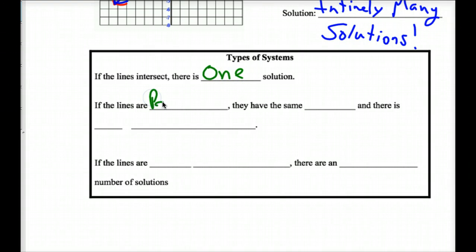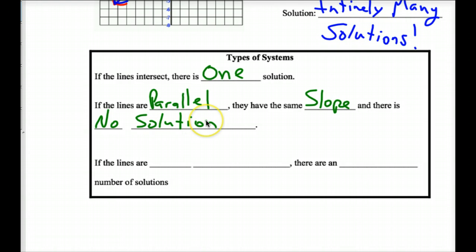If the lines are parallel, they have the same what? Oh, we didn't even talk about that yet, did we? What do parallel lines have the same of? Same slope. They have the same slope. And there is no solution. Parallel lines, guys, have the same slope.